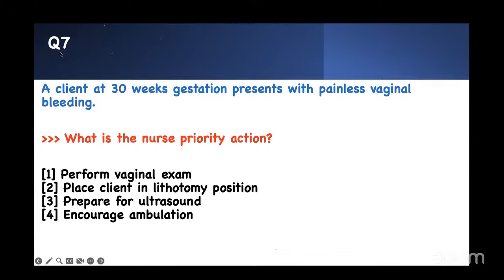Every OB patient bleeding, no vaginal exams. The lithotomy position is not going to help with this situation. Get an ultrasound. It will tell you the placenta is laying at the cervical os, and that would confirm the diagnosis of placenta previa. Somebody who's bleeding is not supposed to walk. We can't let her walk anymore. If she was bleeding, she shouldn't be walking. That is the key.